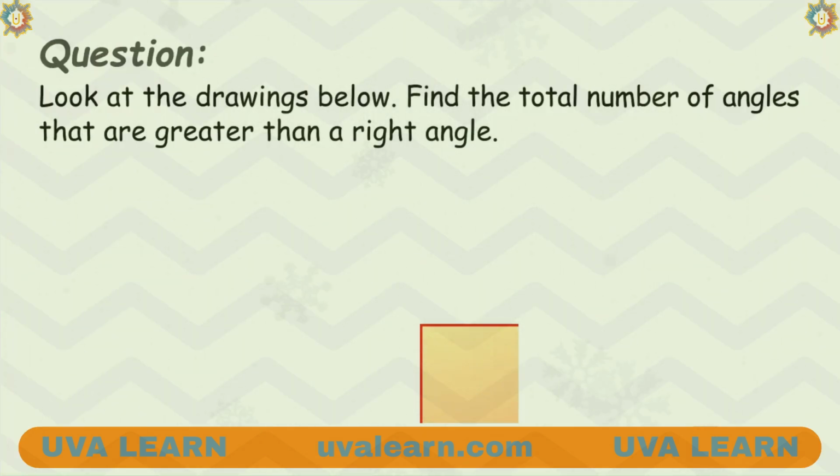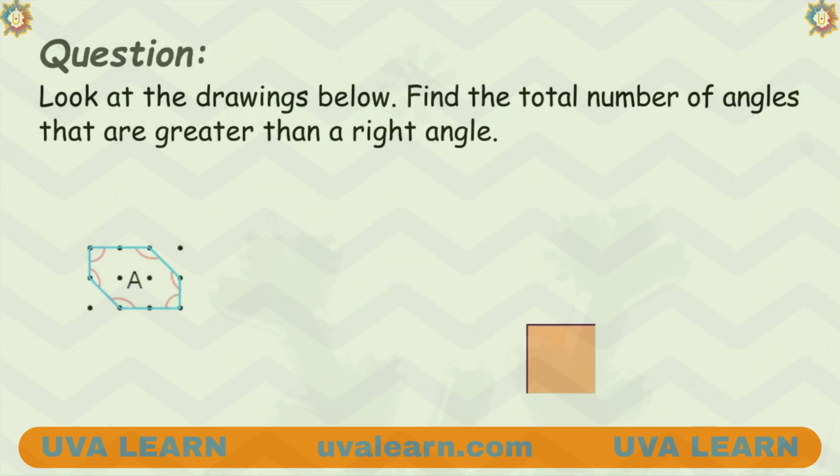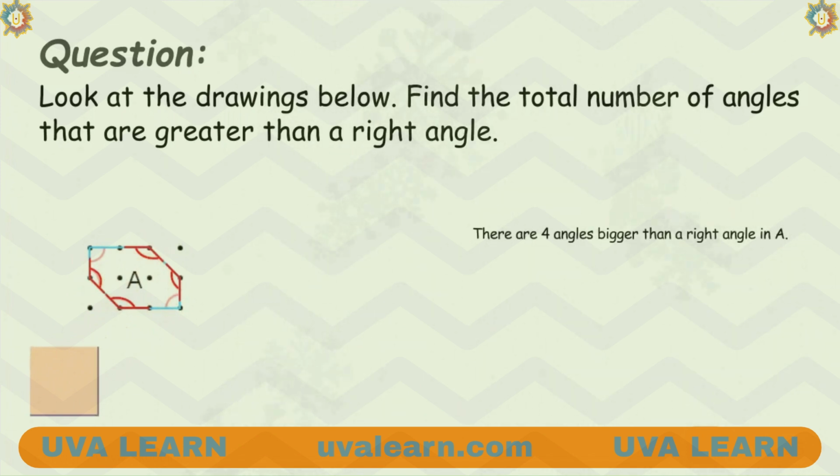Yes. From now on we are going to take the help of this right angle to find all the right angles in the drawings. Let's hold the right angle we created against drawing A. How many angles are greater than a right angle? 1, 2, 3, 4. There are 4 angles bigger than a right angle in drawing A. What do you think of the other angles? The other angles are exactly the size of a right angle.